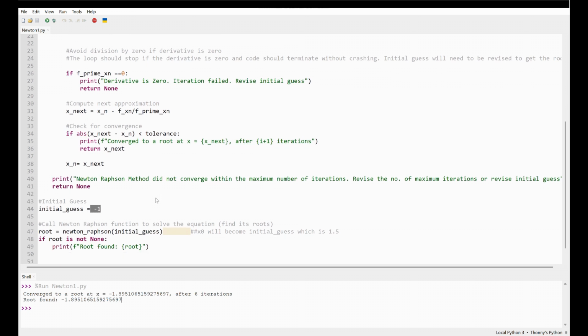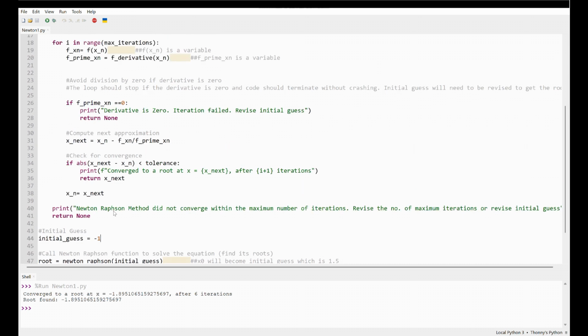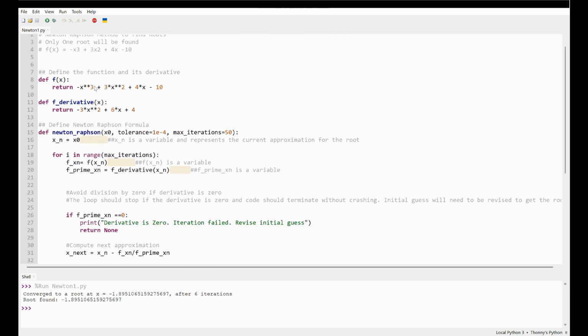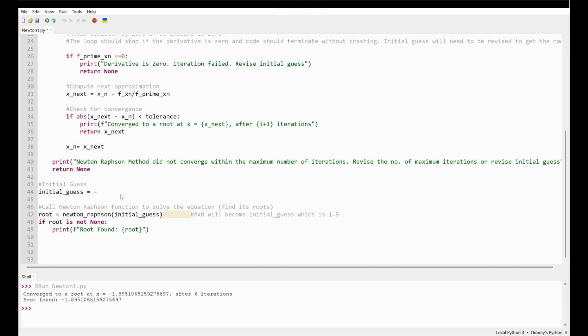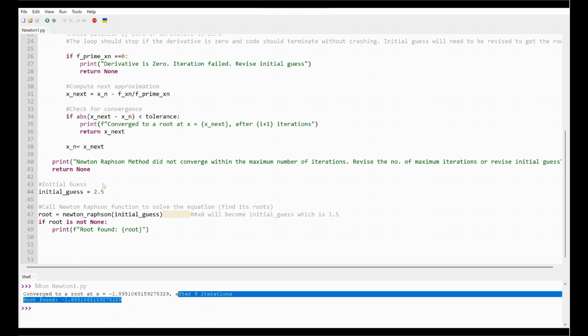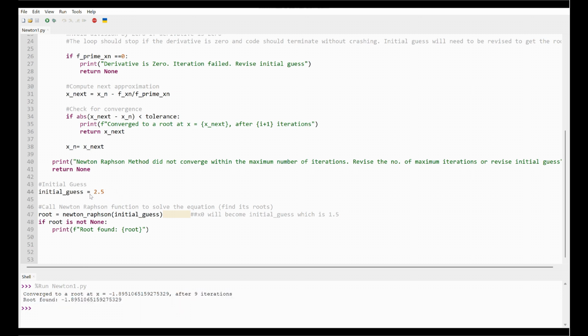Let's give another initial guess and see what happens. Let's give 2.5 as our initial guess. Let's run it. So again -1.895. So I think to find the third root we may have to change the initial guess. Let's increase it. Let's give it 3.5. Let's see what happens.